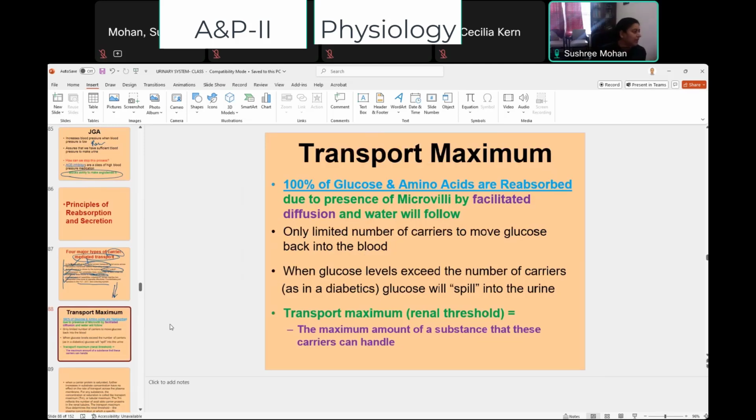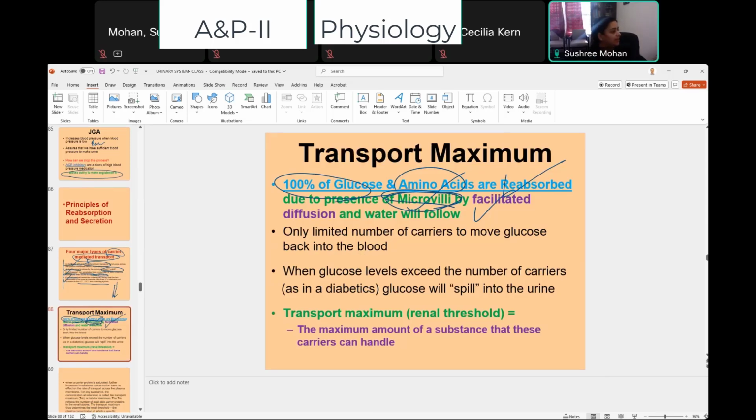So transport maximum, 100% of glucose and amino acids are always reabsorbed due to the presence of microvilli, and that is done by facilitated diffusion. Water will follow them. Okay, we don't want to see glucose and amino acids in the urine. They are good substances. They need to be returned back to the body. They need to be reclaimed. And that is done because we talked about microvilli that are present where reabsorption takes place.